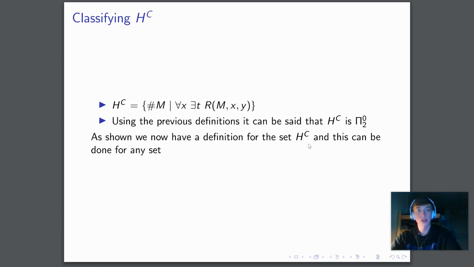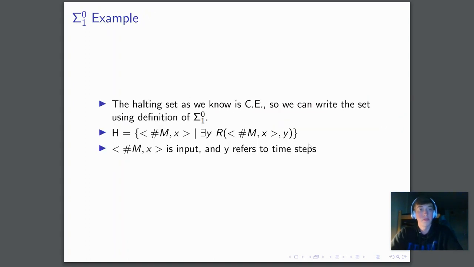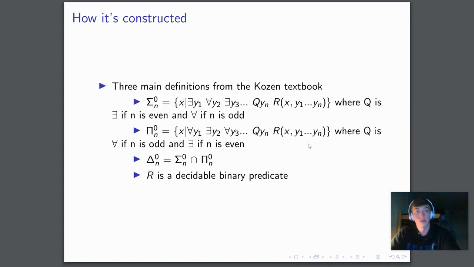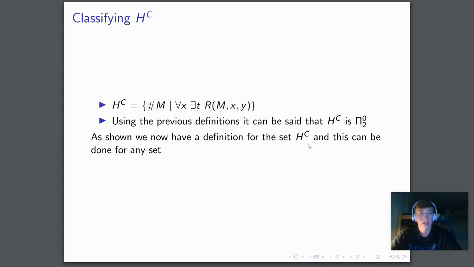We see that it starts with a universal quantifier, which means that we are going to need the Pi part based off of the definition. And we see that it alternates 2 times, which means that it's going to be Pi 0, 2. So we can now have a definition or classification for the set H's complement, which we weren't able to have before.